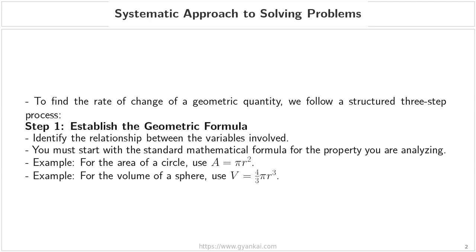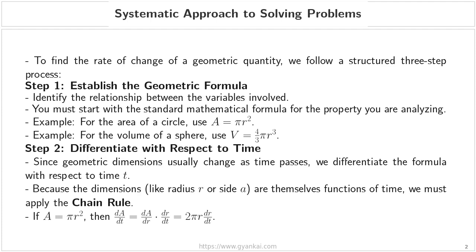Once you have your formula, we move to step 2, differentiate with respect to time. In these problems, dimensions like the radius or the side length are not constant. They change as time passes. Therefore, we differentiate the formula with respect to time, denoted as t, because these dimensions are themselves functions of time. We must apply the chain rule.